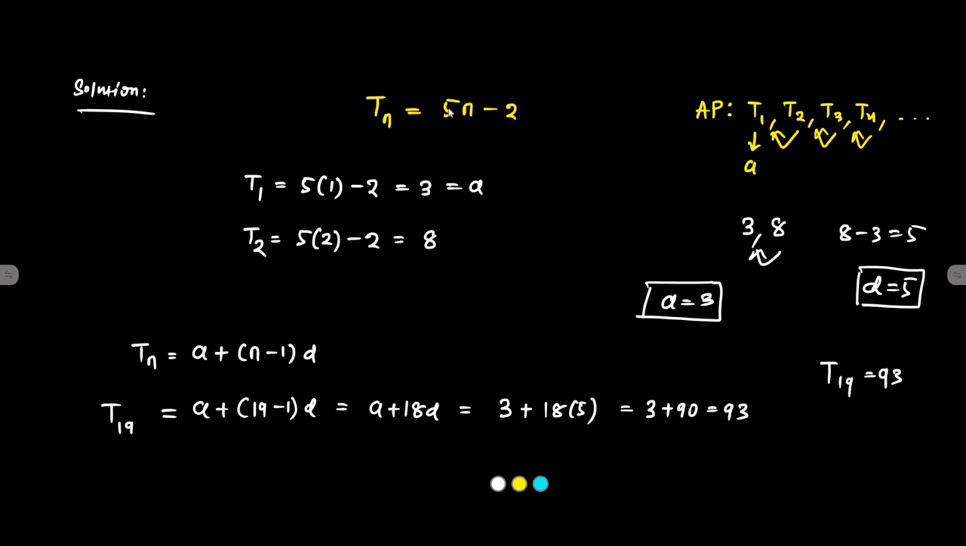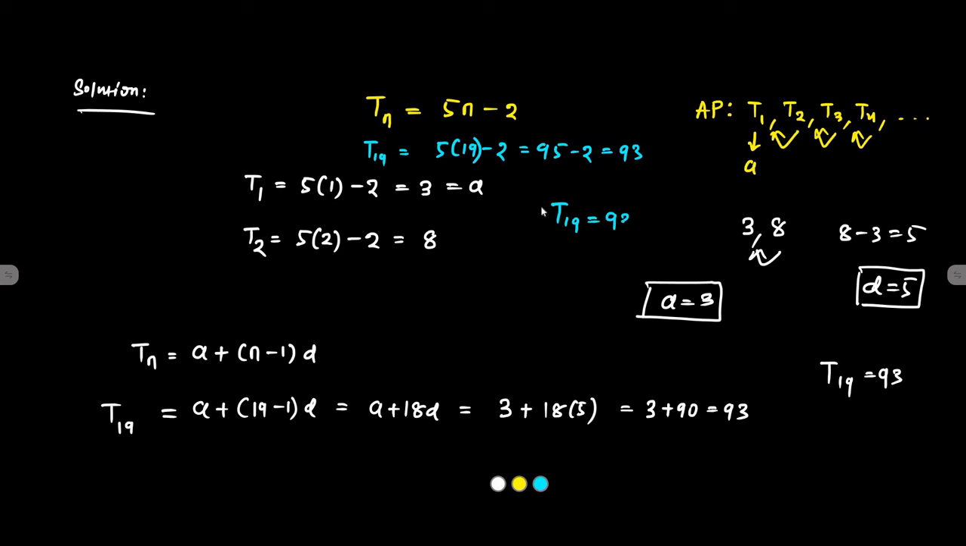Or you can use this formula directly. Tn is equal to 5n minus 2. So here we'll substitute the values. That is T19 is equal to 5 into 19 minus 2. So this is equal to 5 into 19, that is 95, minus 2, that is equal to 93. So either way you will get the same result.